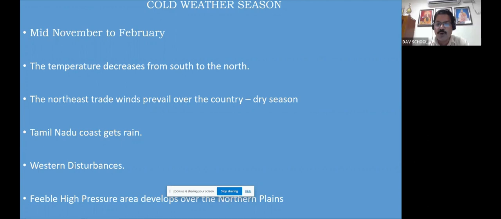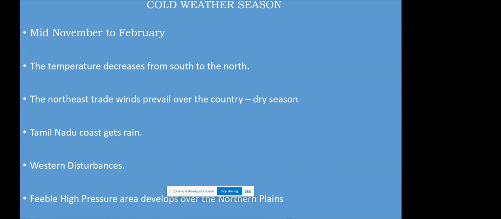So this point is clear to you. Temperature decreases from south to north, and there are two reasons. South India is close to the Tropic of Capricorn. The direct sunrays fall on the Tropic of Capricorn during winter, whereas North India is away from it. Another reason: South India is actually a peninsula. So South India is close to the seashore, and the warm sea will keep the southern parts of India warm. So temperature decreases from south to north.